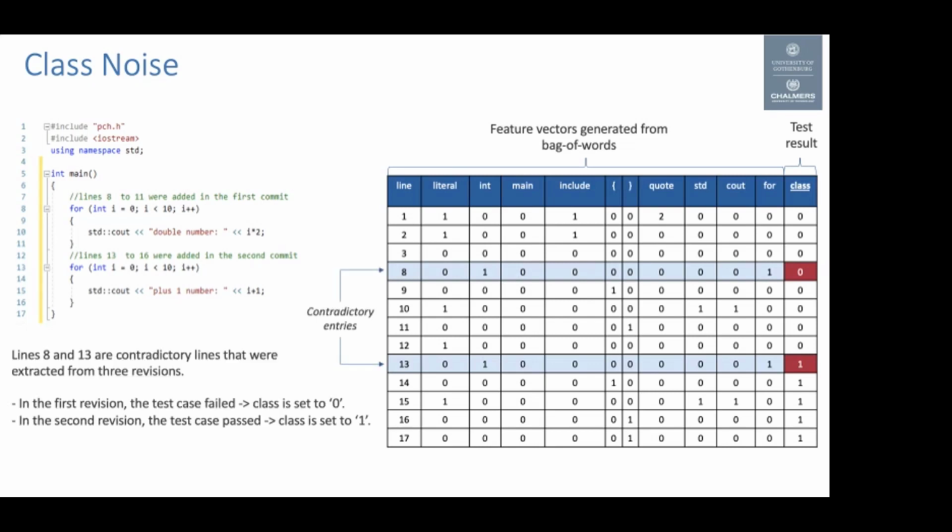And due to this contradiction in the labeling for the same lines, we say that these lines are noisy with respect to their class. So we had a large number of such contradictory entries in the data, and we speculated that they might be harmful to the predictive performance of the model in MeBoTS.